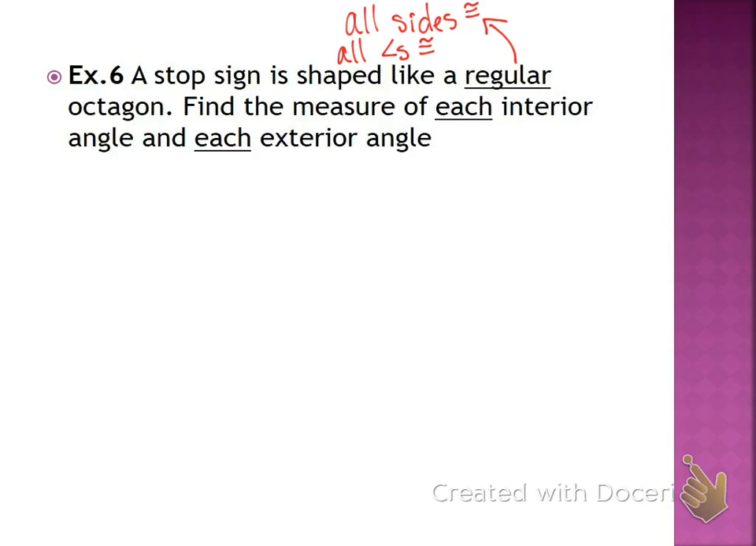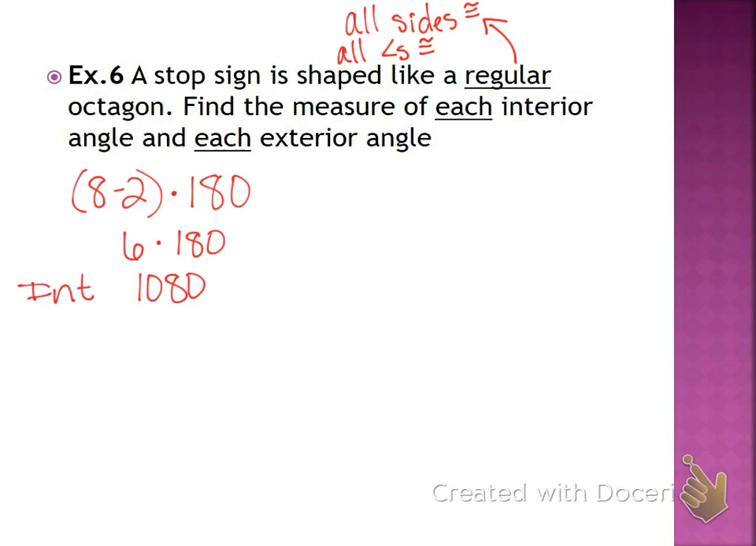How do we find that? 8 minus 2 times 180. Okay, so we've got an octagon, which means we have 8 sides. 8 minus 2 is 6. 6 times 180, we got 1080 for the interior angle sum. Are we all okay with that?